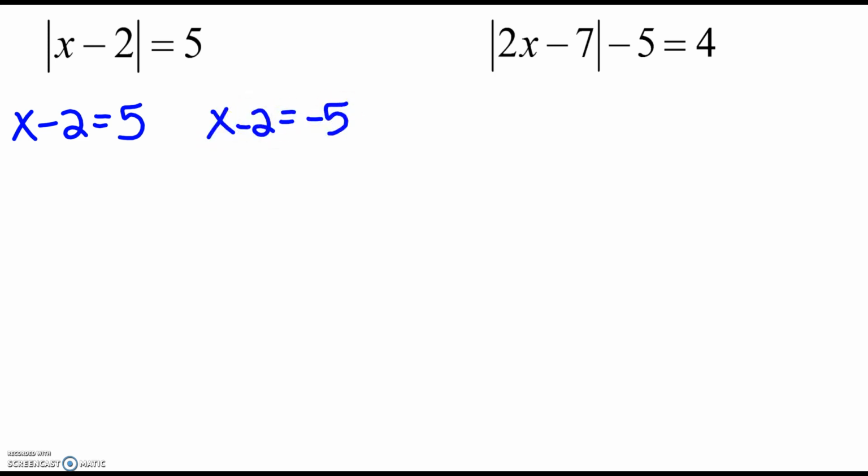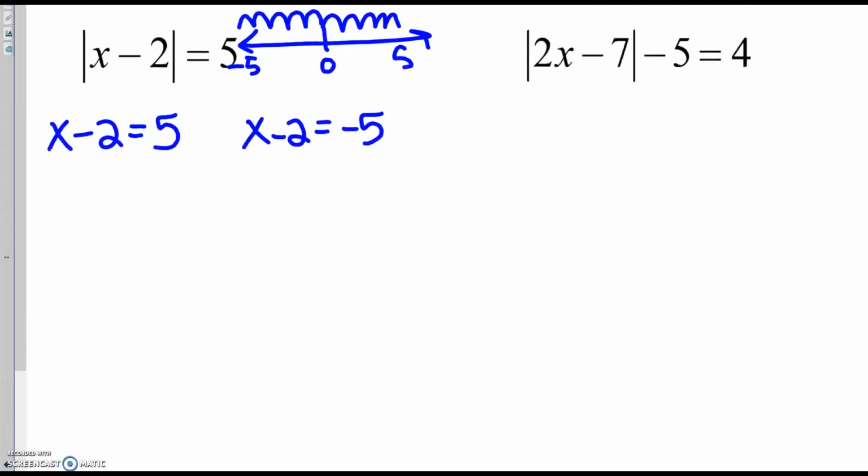Now the reason why I'm doing that is because we know that absolute value means distance from 0. So in order to get a distance of 5 from 0, if you think of a number line, you could go 5 to the right, which would be a positive 5, or 5 to the left, which would be a negative 5. So that's where these two numbers come from. So now that I have those two numbers, I'm going to go ahead and solve.